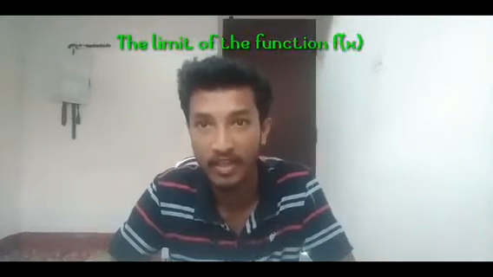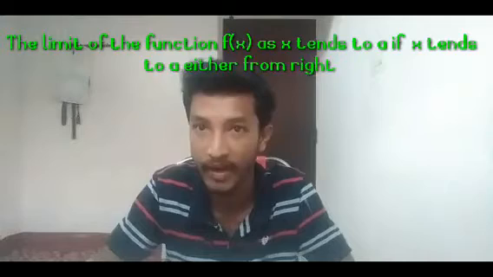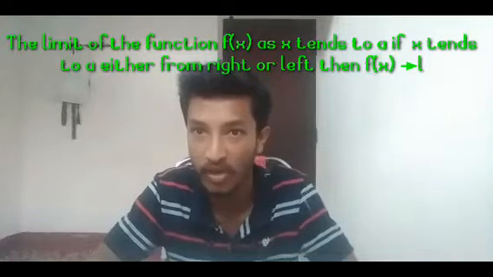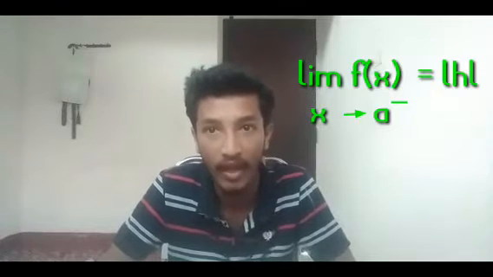or the number L is called the limit of the function f of x as x tends to a if x tends to a either from left or from right, then f of x tends to L is called the limit of the function. In this case we see left hand limits and also right hand limits. Left hand limit means function f of x as x tends to a. If x tends to a from the left, then it is called the left hand limit, denoted by limit of f of x as x tends to a minus which is equal to LHL.